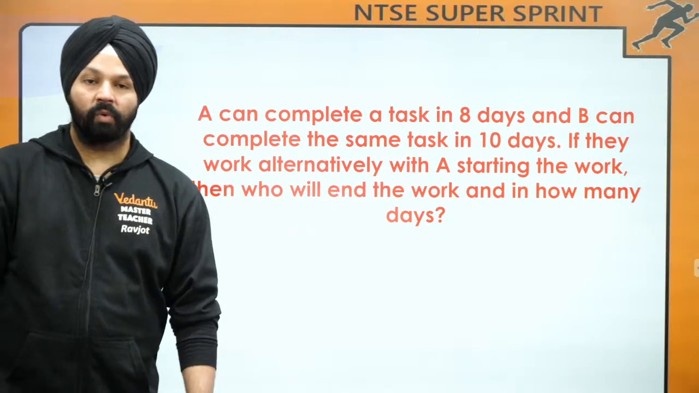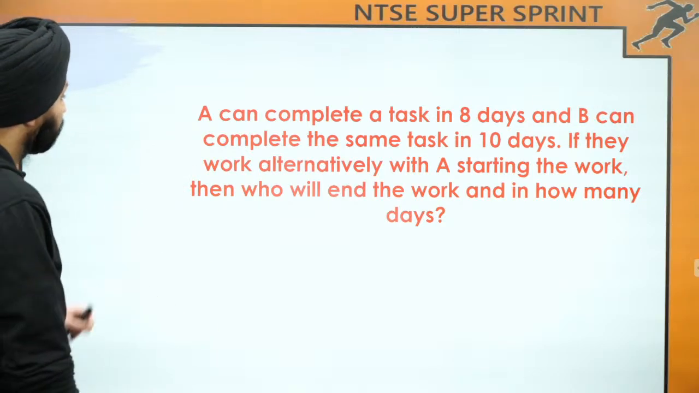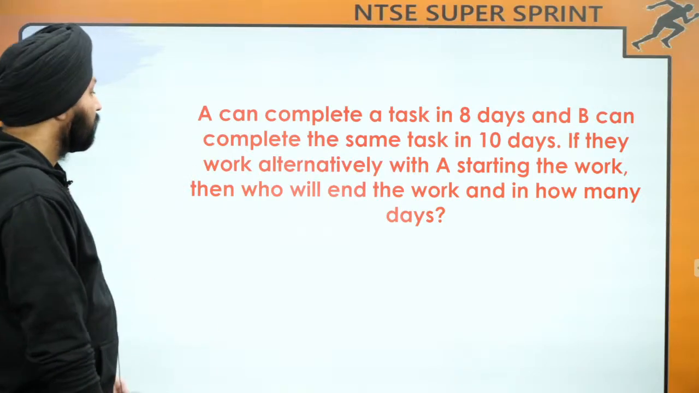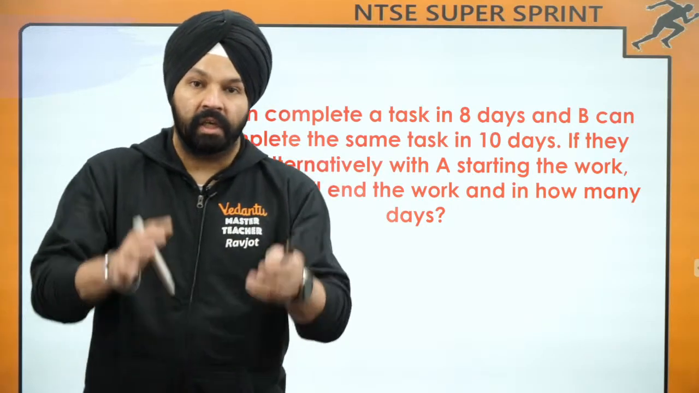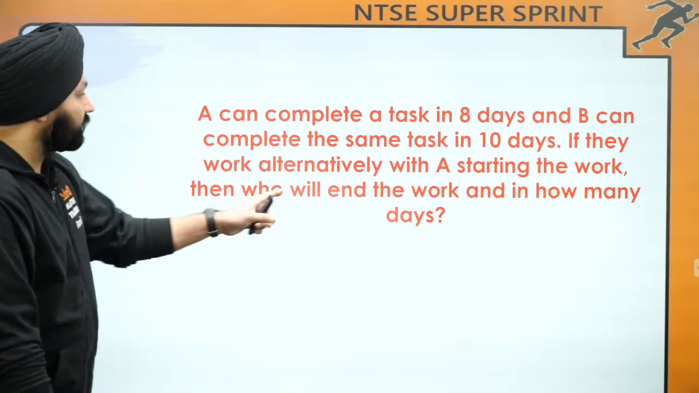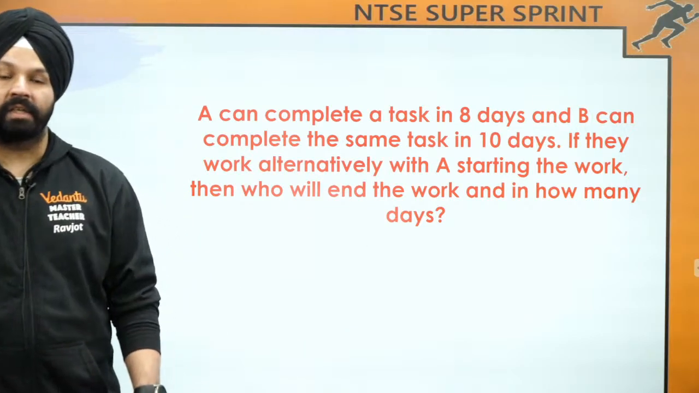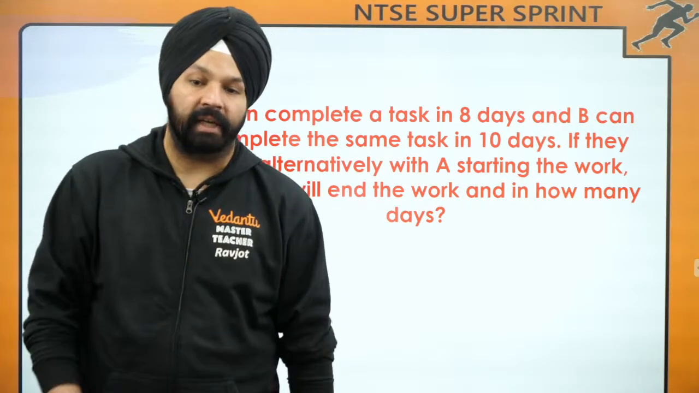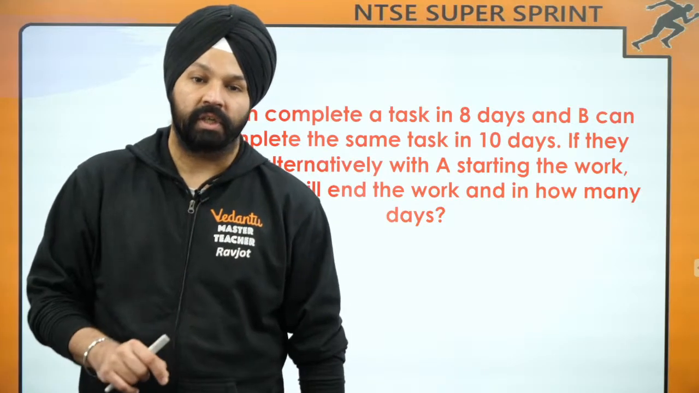एक ओके वर्क एंड टाइम का क्वेश्चन है और कंसेप्ट आपसे डिस्कस करना है. A can complete a task in 8 days and B can complete the same task in 10 days. If they work alternatively, means first day A, then B, then A, then B. If they work alternatively with A starting the work, then who will end the work and in how many days? तो work कौन खत्म करेगा और ultimately कितने दिन में work finish होगा? That is the question, right?